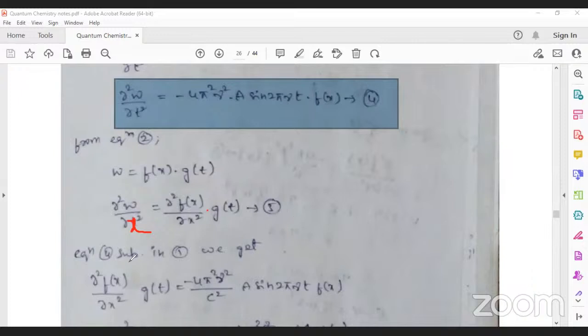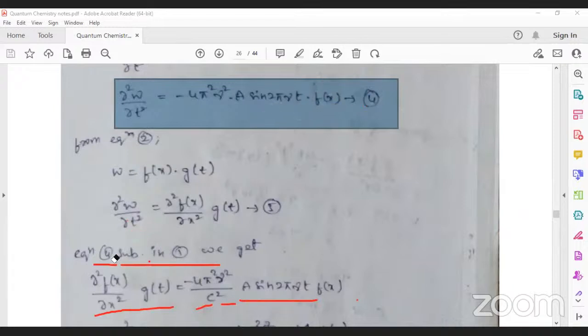Therefore equation 4 is substituted in equation 1. The x values are substituted on the left hand side, and the t values are substituted on the right hand side. Then we get this equation. Simply simplifying this equation, we will get the solution of this Schrodinger wave equation.